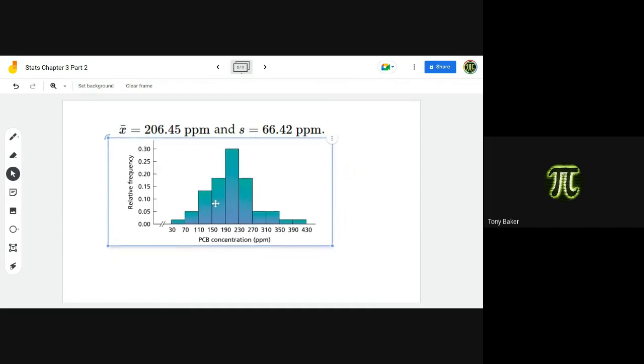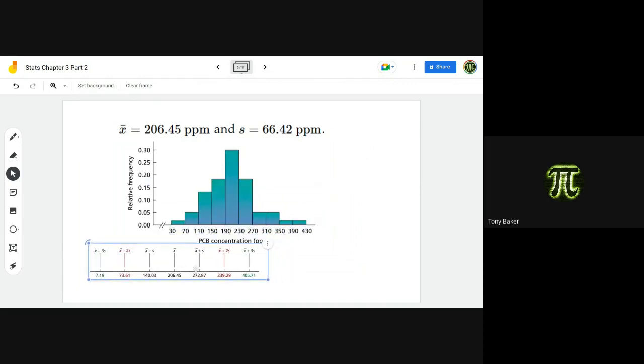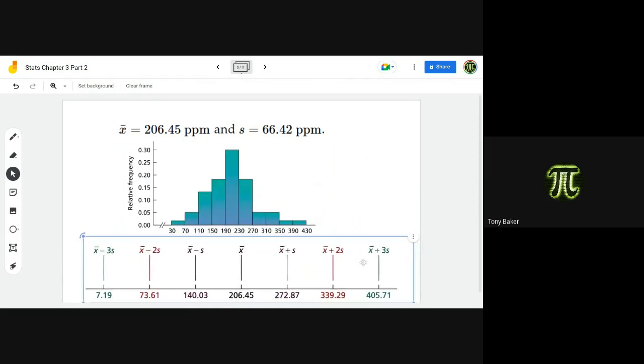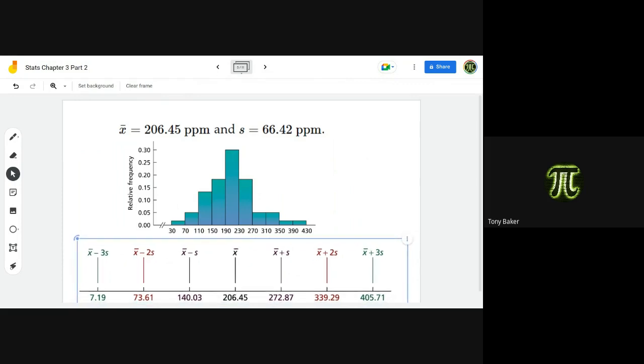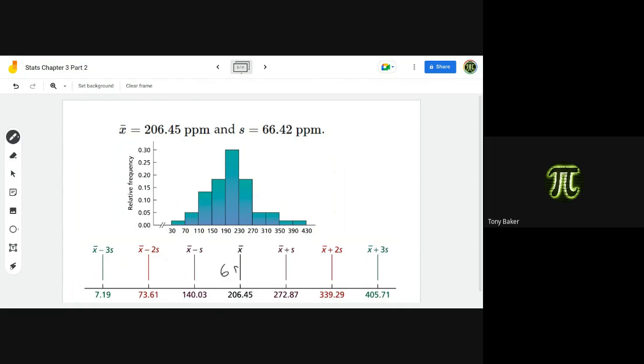So it's 1 standard deviation away. So we're going to add the 66.42 and subtract the 66.42. So 1 standard deviation is 140.03 to 272.87. So that's 68%. It's from there to there.